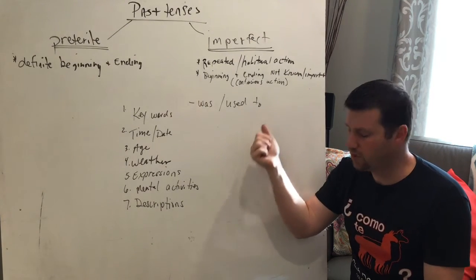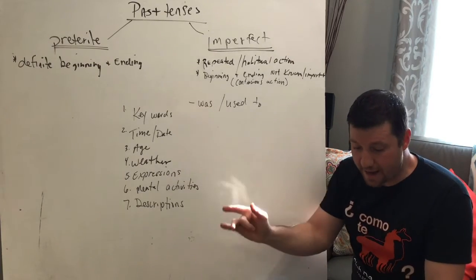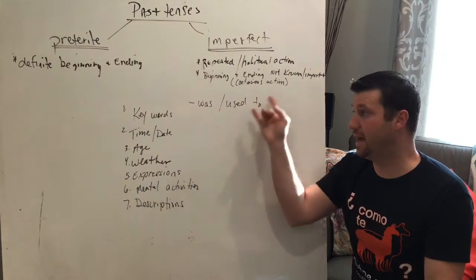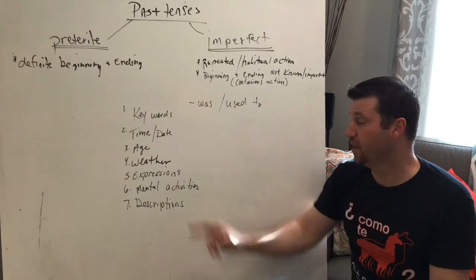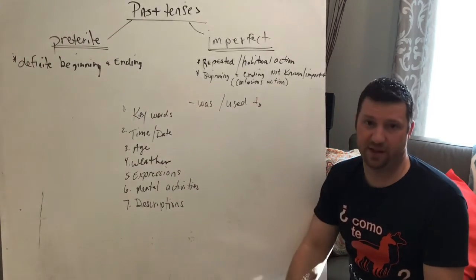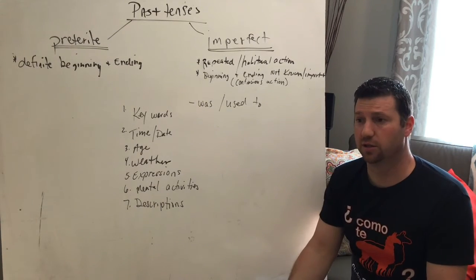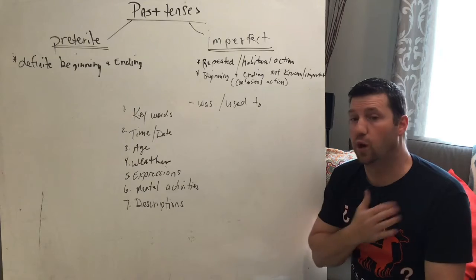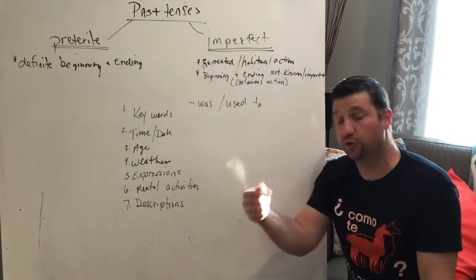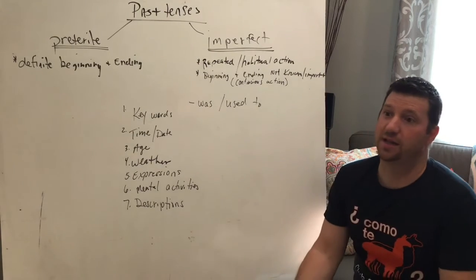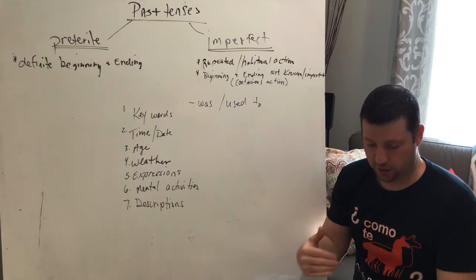Okay? It was the 12th of April. Era el 12 de abril. Era, it was. Okay? Always with time and date. Age, always with imperfecto. When I was 5, I was scared of the dark. Cuando yo tenía, because remember we use tener with age. Cuando yo tenía 5 años, tenía miedo de la oscuridad. I was afraid of the dark.